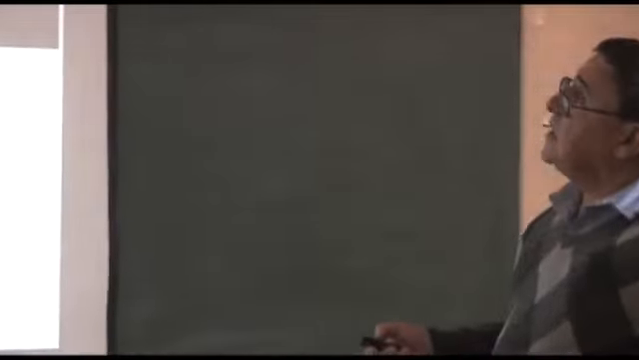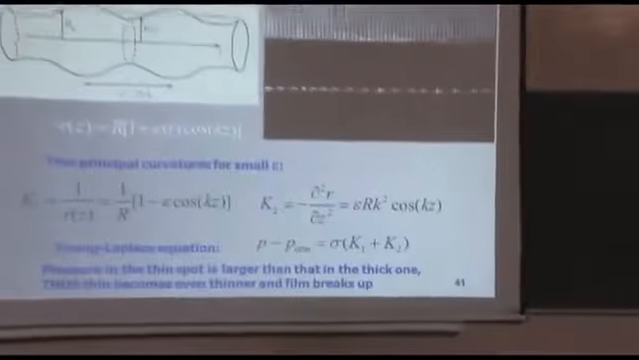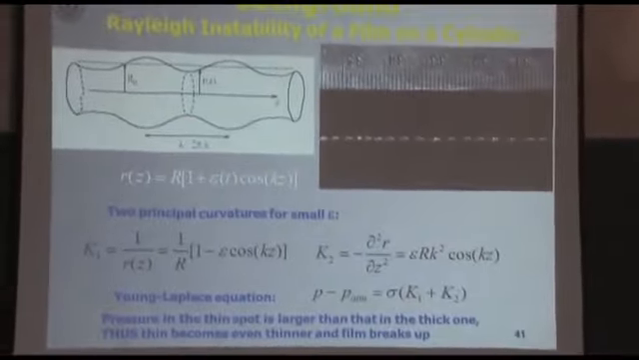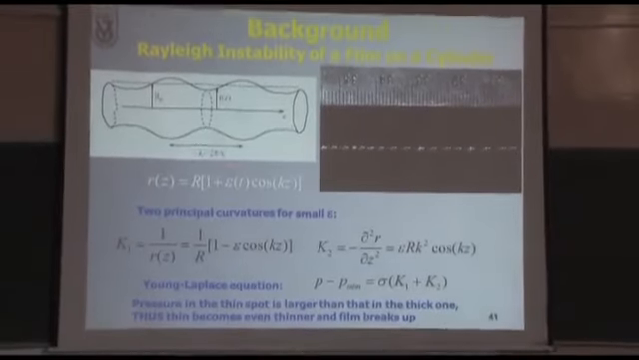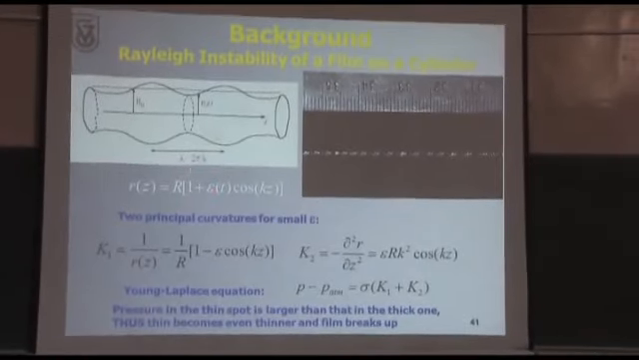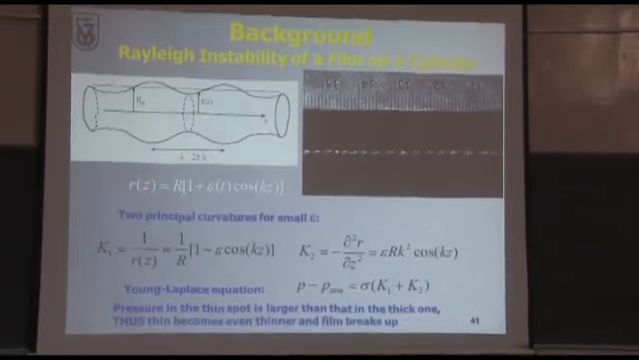So basically, if you have this guy, lambda is 2 pi over k, where k is the wave number of the disturbance. There is a disturbance, and you can describe the local radius of this body in this way, where capital R is just the mean radius of the cylinder, and epsilon is the amplitude of this harmonic disturbance.